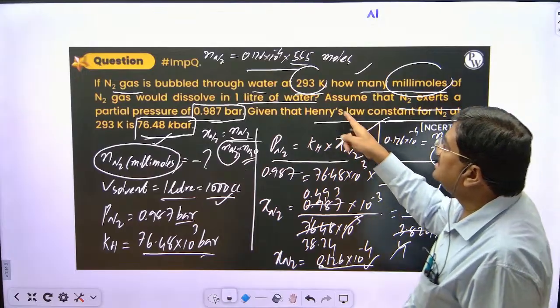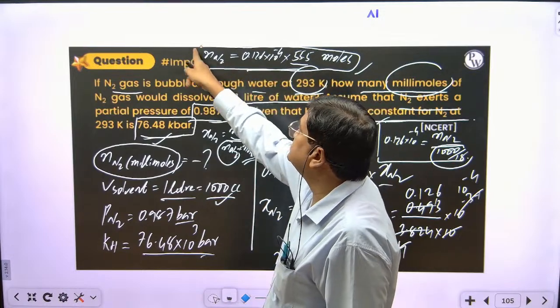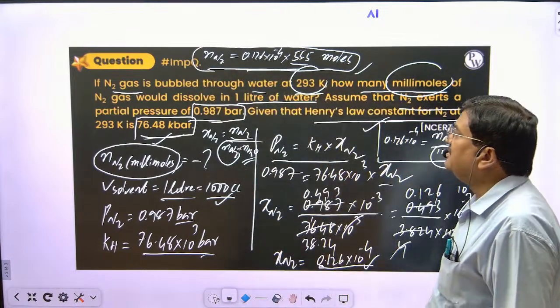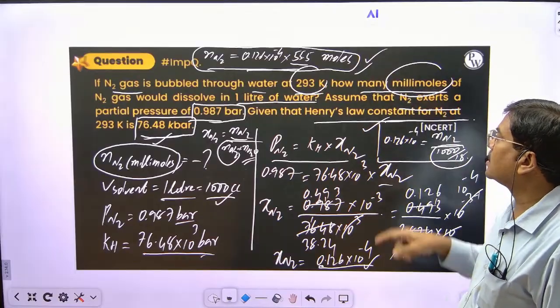Copy up to here. This is the moles of nitrogen we got. Check, everyone got this moles of nitrogen. Multiply that 126 with 55.5. Up to this, copied all of you.